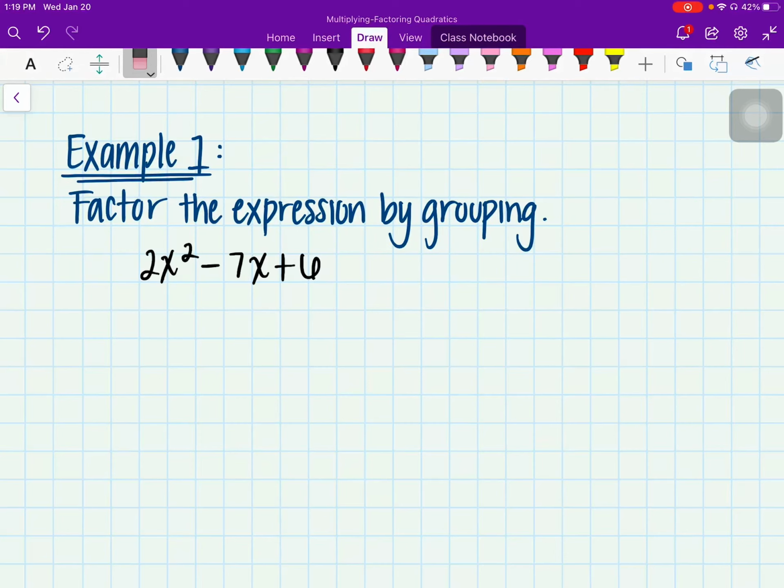Alright, you guys, so for today's lesson, we're taking a look a step further into grouping, factoring by grouping. Now, in this case, we're actually going to be including two of the methods. We're including our diamond method, and we are including our grouping method, which we just learned yesterday. So it's diamond plus grouping in this case.